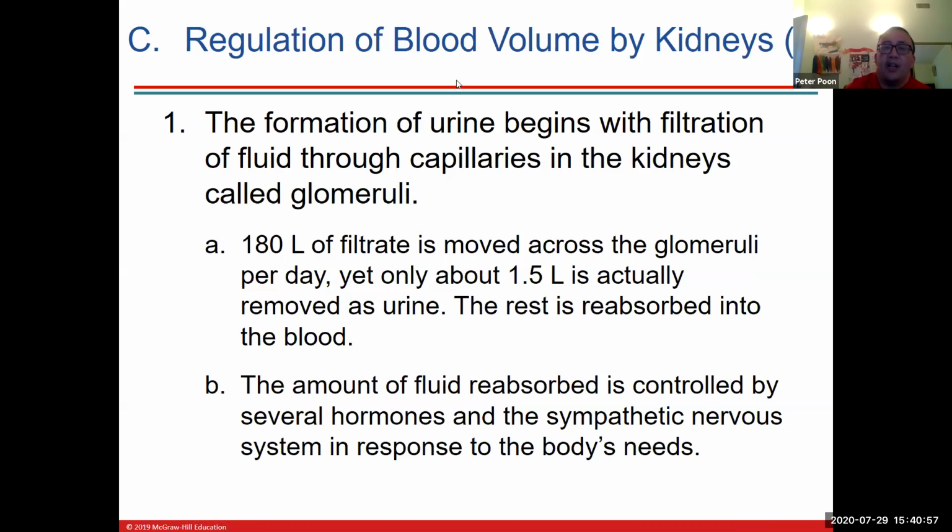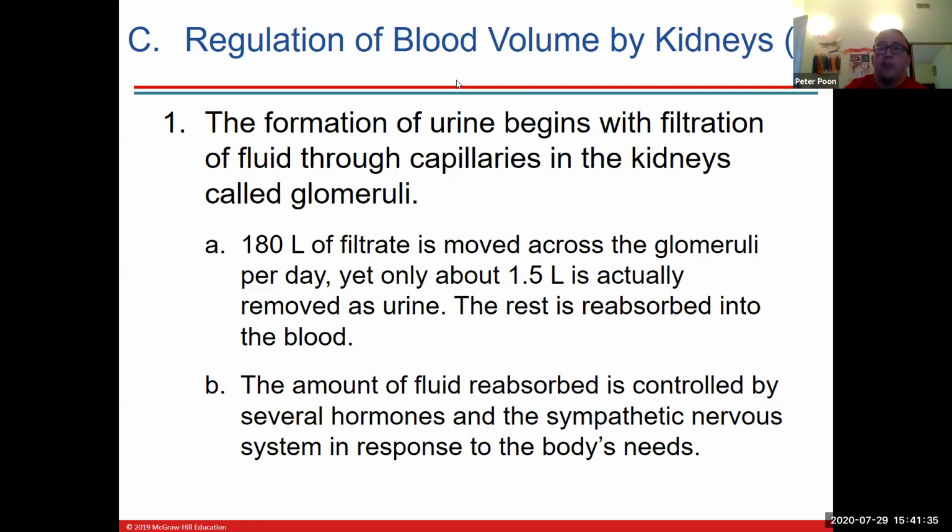All right. Regulation of blood volume by kidneys. The first thing that kidneys actually do is make filtrate. When you filter blood, the first thing you make is filtrate. You filter 180 liters of fluid a day out of your kidneys. As a comparison, obviously you're not peeing 180 liters out. Most of that gets reabsorbed.